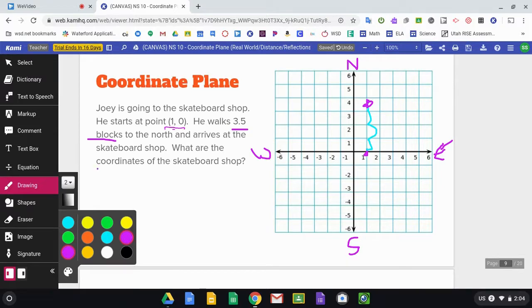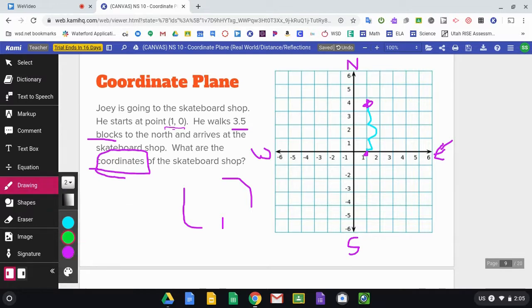And it says, what are the coordinates? Remember, coordinates just means what's the ordered pair for the skate shop. So when I'm writing that ordered pair, remember how many did I go to the left or right? I went to the right 1, so +1. And then I went up, how many? 1, 2, 3.5. So 3.5 would be the coordinate.